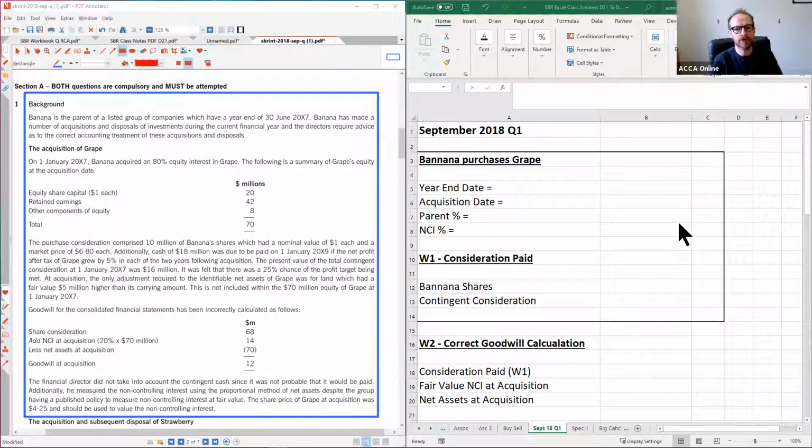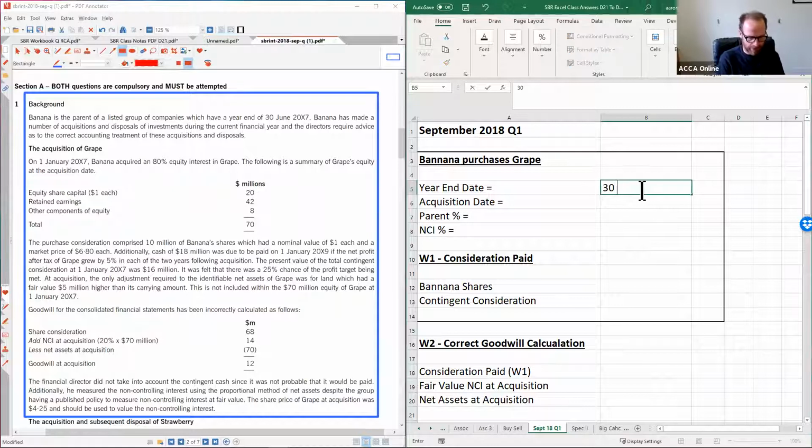Right, okay, let's have a look. So what we've got to do here is read it carefully, set out all the bits that we need, and then think about what the incorrect treatment has been. So key bits here, we need the year-end date. So we are working up to the 30th of June 20x7. The acquisition date, now we're looking at Grape here. So this is 1st of January 20x7.